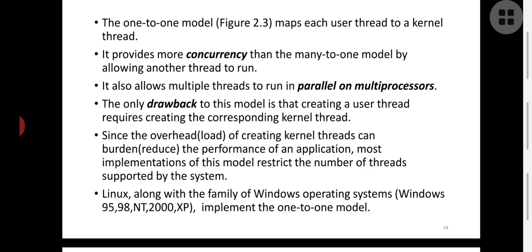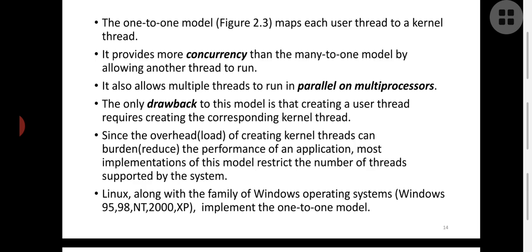So this is a benefit of our multi-thread programming, right? That fourth benefit was utilization of multiprocessor architecture. And the only drawback of this model is that, since there are n user threads, we have to create the same number of kernel threads here.